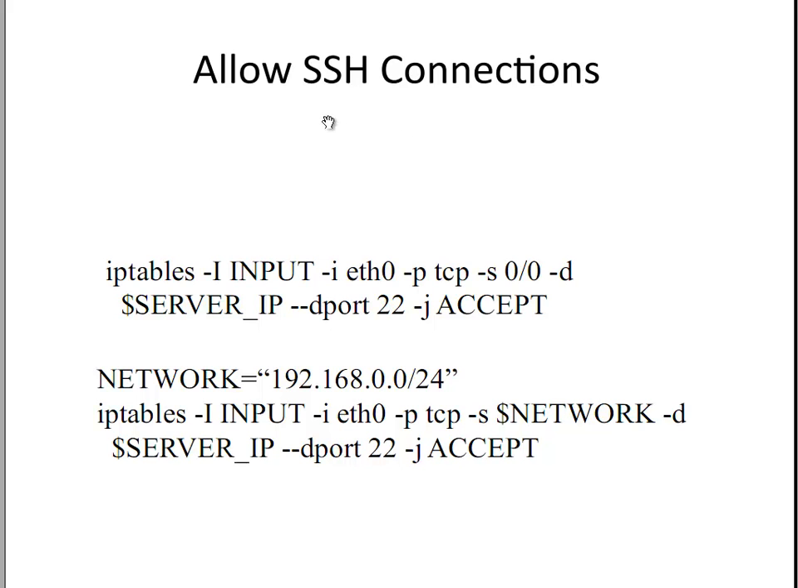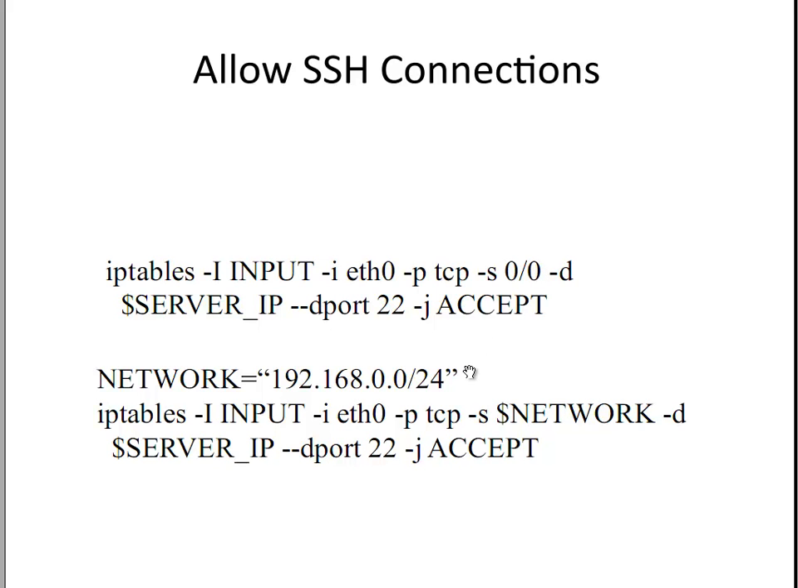So now let's look at how we would handle SSH connections. So here we have iptables. We want to insert the rule on the input chain for the interface eth0 for packets that are TCP, coming from anywhere, to the destination server IP on the destination port 22, which is SSH, -j, the target is to accept that packet.